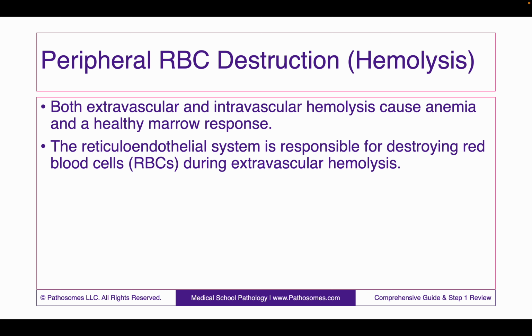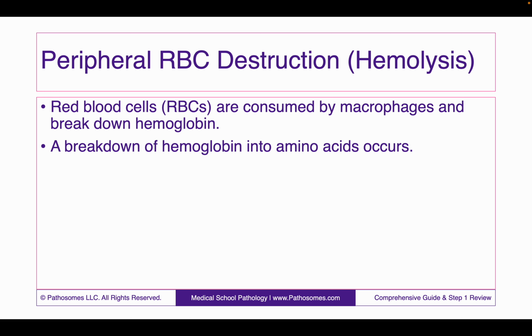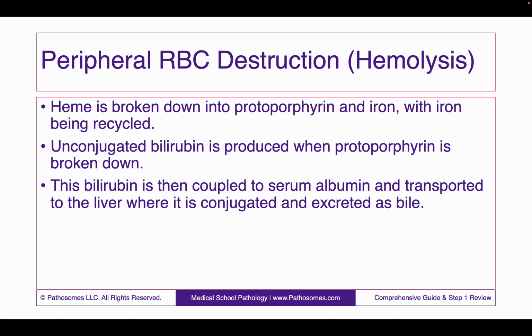The reticuloendothelial system is responsible for destroying red blood cells during extravascular hemolysis. The reticuloendothelial system includes the spleen, very important, as well as the liver and lymph nodes. Red blood cells are consumed by macrophages and broken down to hemoglobin. A breakdown of hemoglobin into amino acids then occurs. Heme is broken down into protoporphyrin and iron, with iron being recycled.